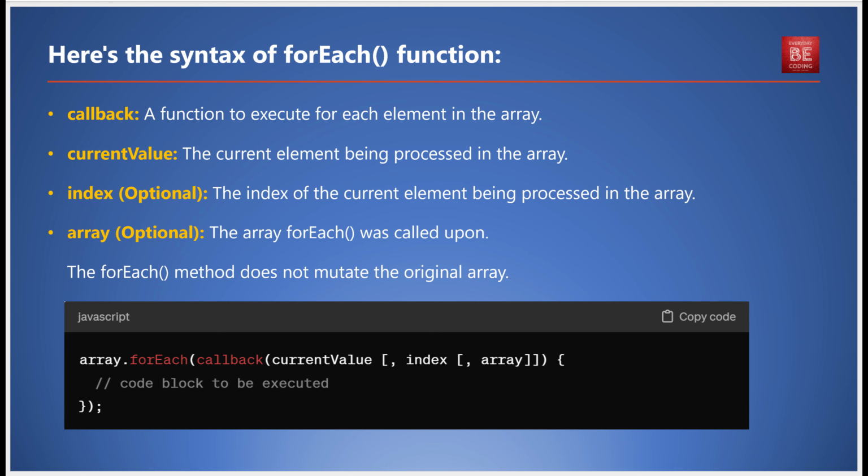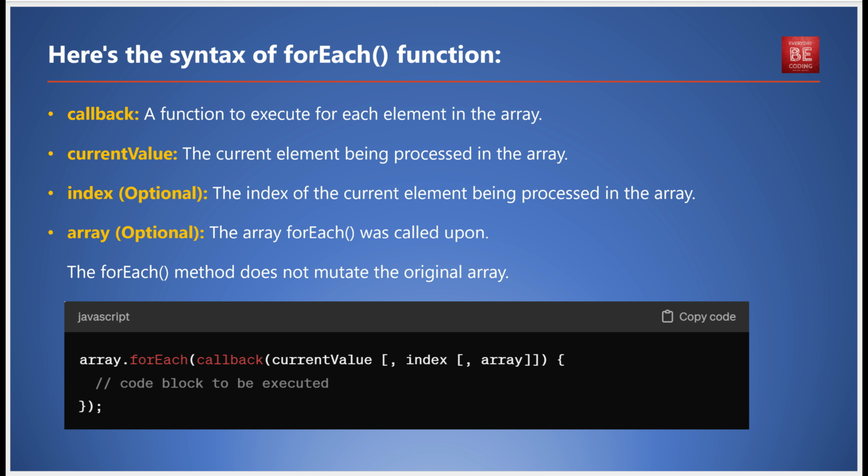The syntax of the forEach function is quite straightforward. Imagine you're commanding an array to perform a specific task for each of its elements. In JavaScript code, it would look like this: array.forEach(callback(currentValue, index) { code block to be executed }).